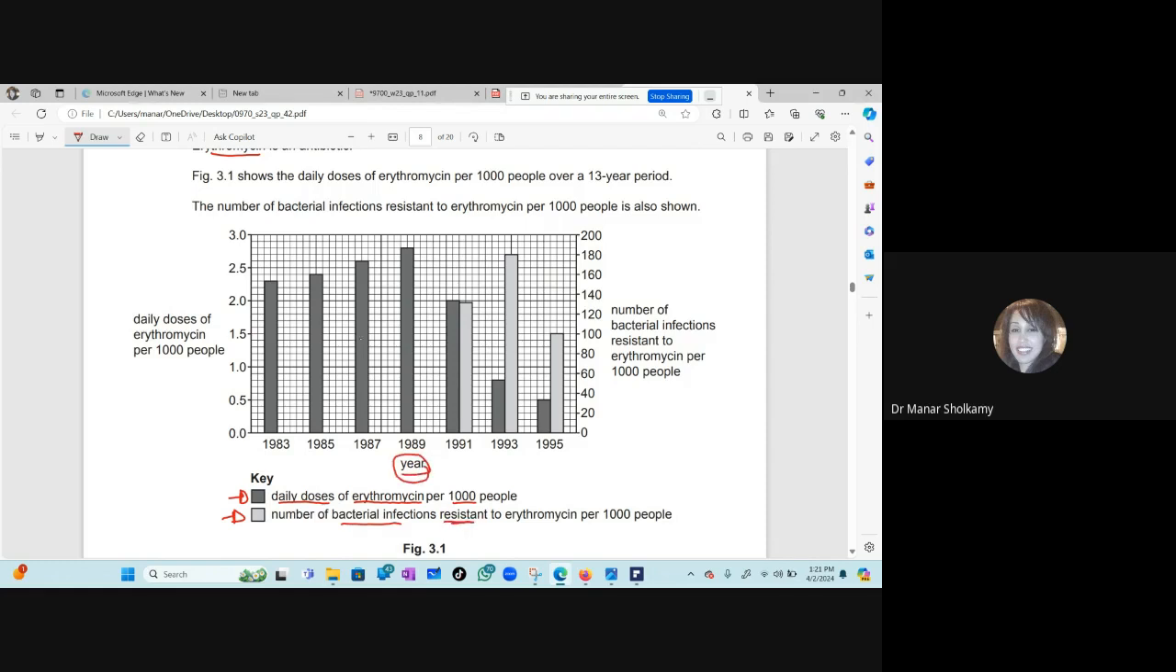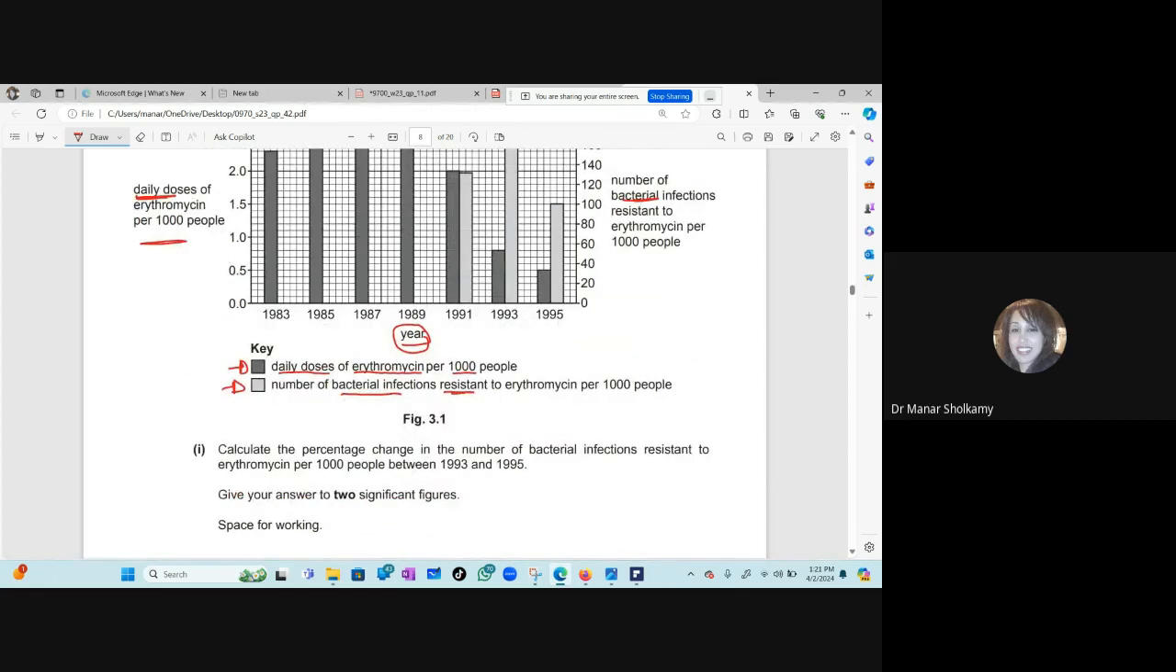On the x-axis, you have the years. On the y-axis, you have different information. You have the dose of the antibiotic, and on the other side of the y-axis, you have the number of bacterial infections resistant. And you have the dark and the light bars. Okay? Now, the first question: calculate the percentage change in the number of bacterial infections resistant to erythromycin per 1,000 people between 1993 and 1995.